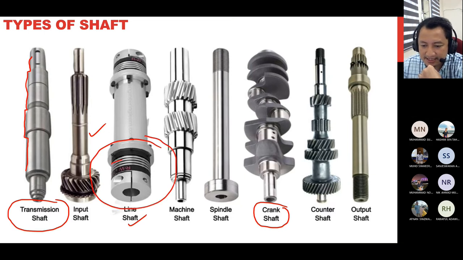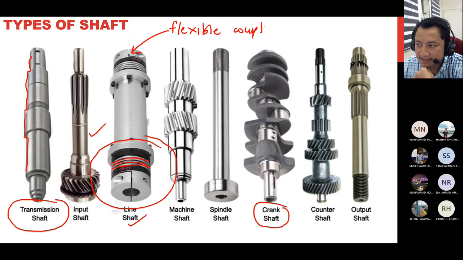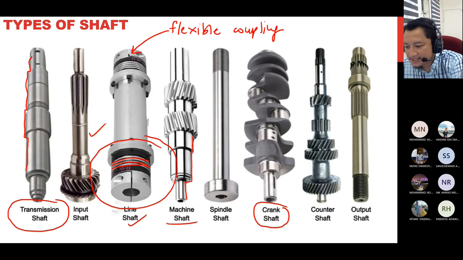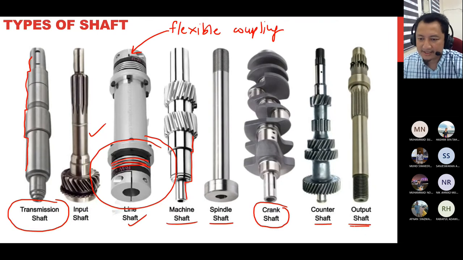You can see here, this is what we call a flexible coupling. Machine shaft. So this shaft is machined from a solid block. This one is a spindle shaft, counter shaft, and sometimes you've got output shaft. So a lot of shaft types that you can take a look at.